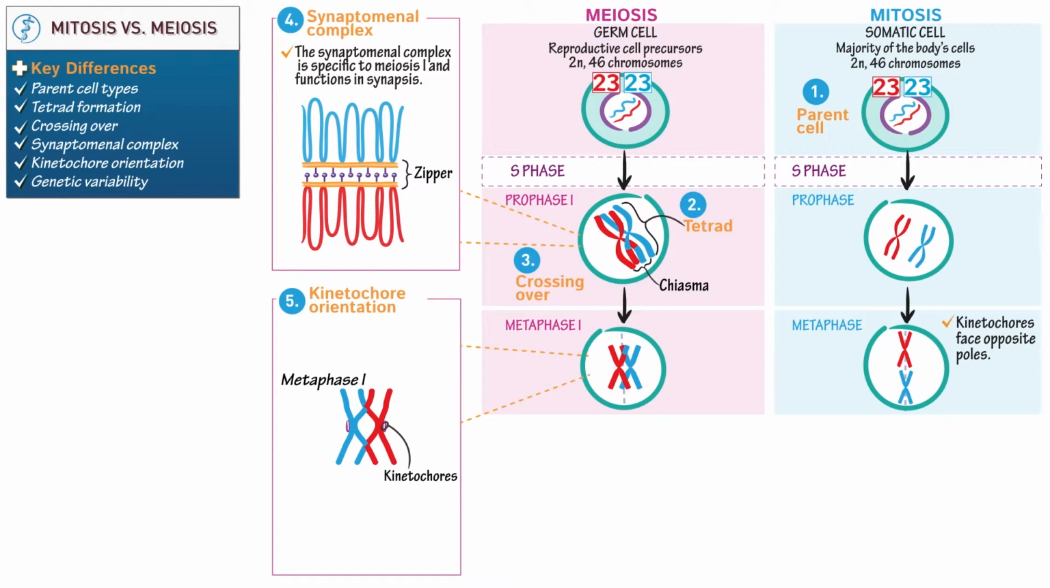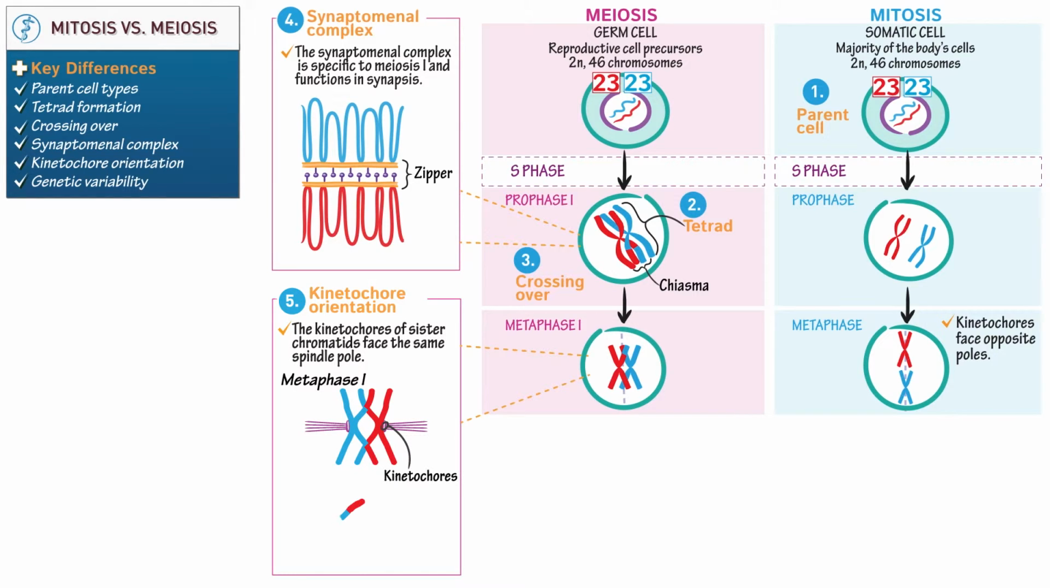In meiosis, the kinetochores of sister chromatids are adjacent to one another. Now draw spindle fibers that connect to the kinetochores. Write that the kinetochores of sister chromatids face the same spindle pole. This is different from metaphase of mitosis, in which sister chromatid kinetochores face opposite spindle poles.